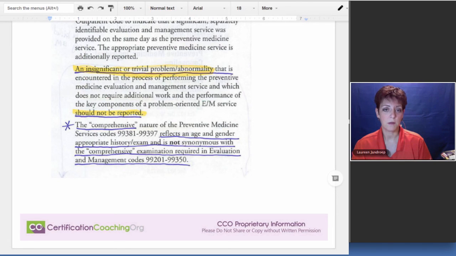And I like to say, if you don't have a HEM, history, exam, medical decision making, then you can't bill an E&M. So if you don't have something significant enough that it could even be written separately, then you probably should just bundle it in with the preventative medicine code.